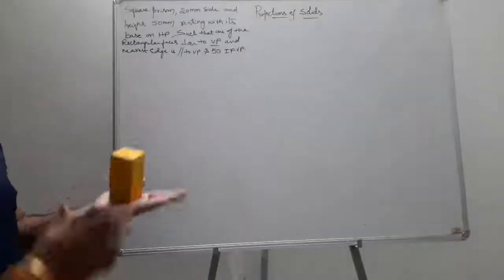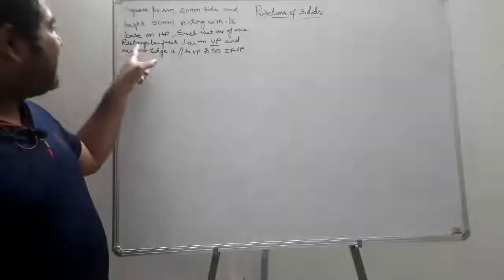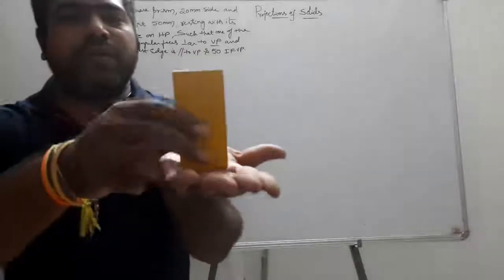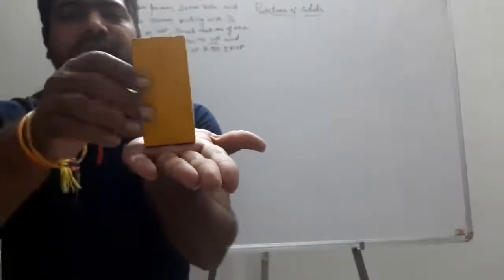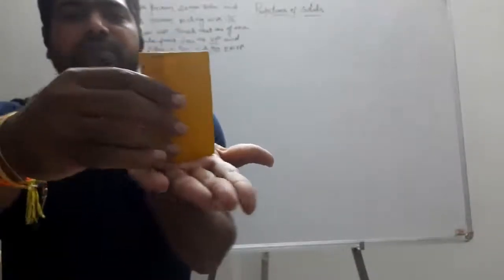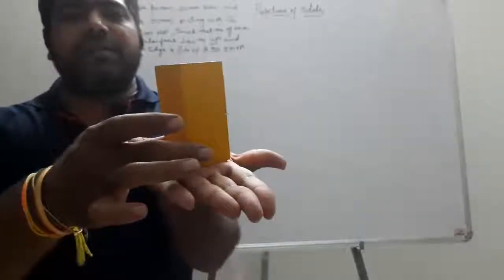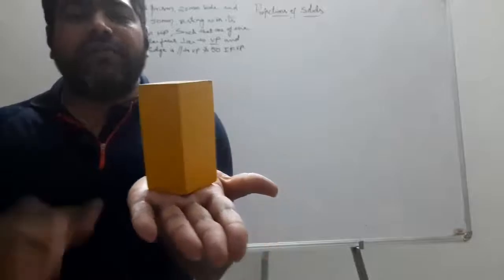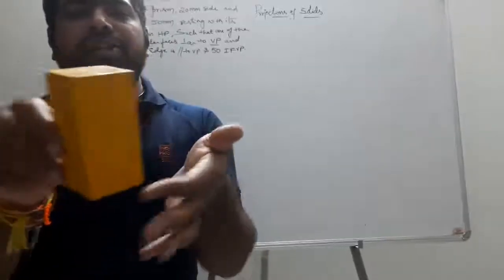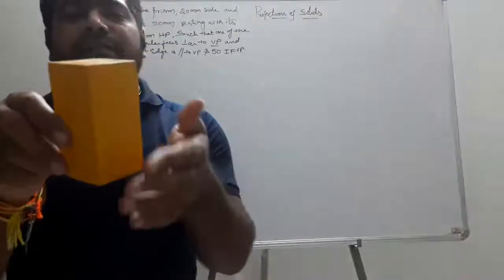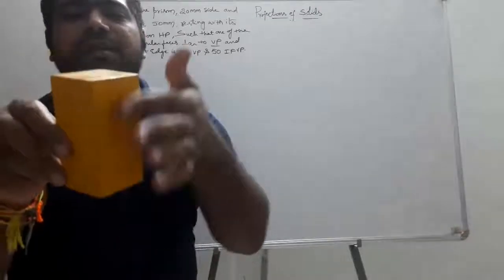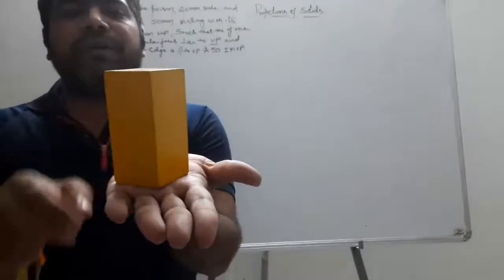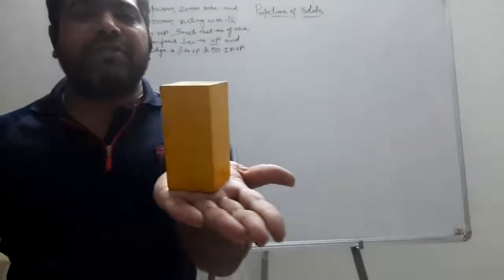Next, such that one of the rectangular faces is perpendicular to VP. So if you put it like this, you are not supposed to make it some tilt for some degrees. Why? Because then one of the edges is going to make an inclination, and if one edge is making inclination, this rectangular face is also not perpendicular to VP. That means it is making inclination to VP.